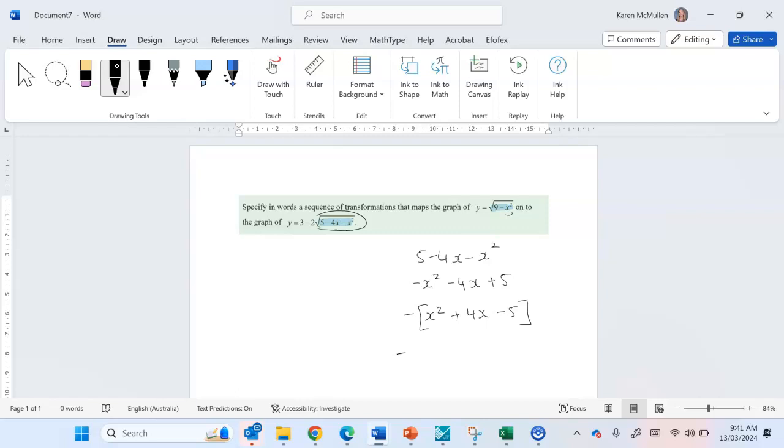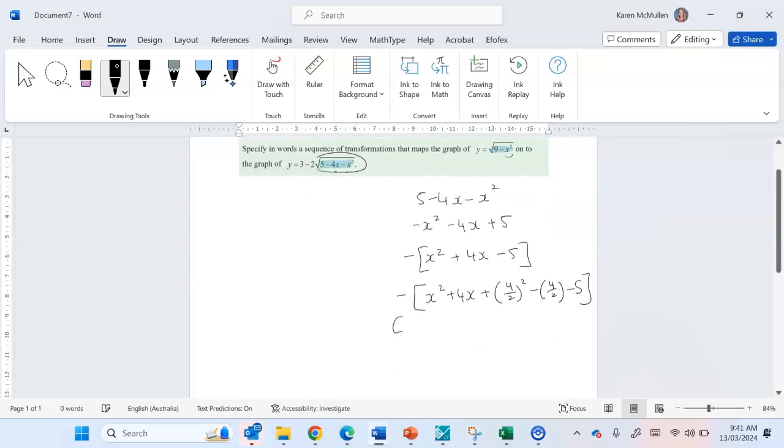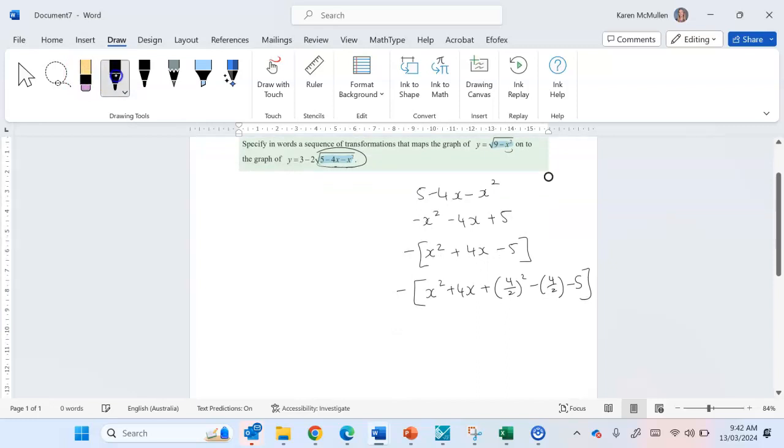So we're going to have x squared plus 4x, then add (4 on 2) squared minus (4 on 2) squared minus 5. Terrible bracket. Start again.